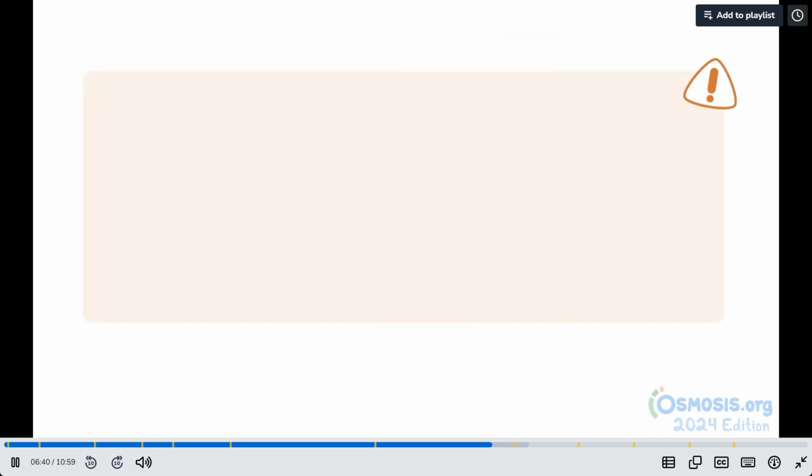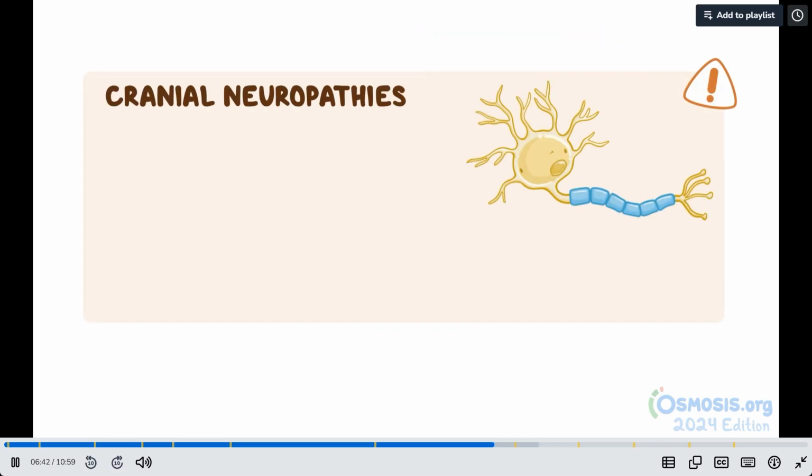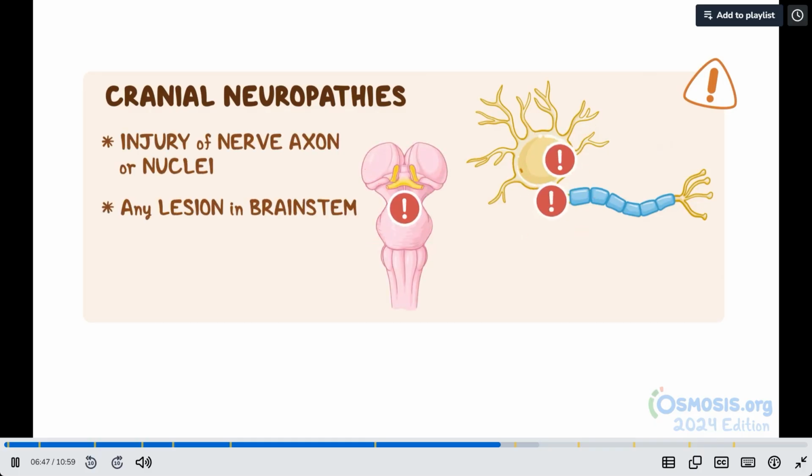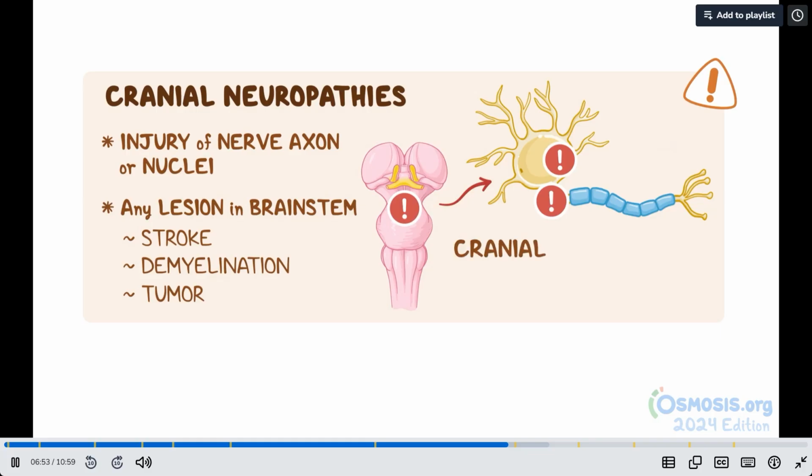Here's a high-yield fact. Cranial neuropathies can result from injury of the nerve axon or the nuclei. Any lesion in the brainstem, such as a stroke, demyelination, or tumor, can affect cranial nerve nuclei, cause cranial nerve palsy, and affect eye movements.